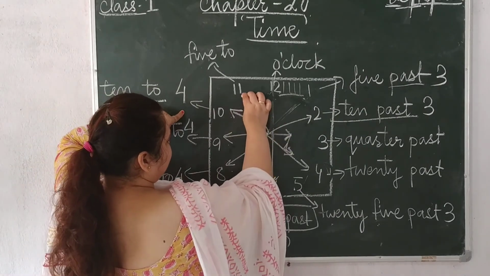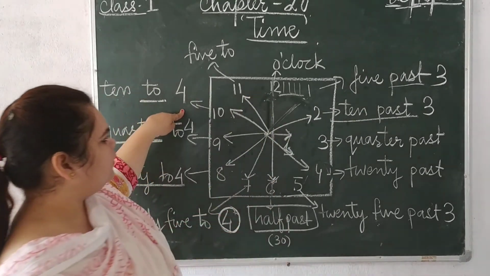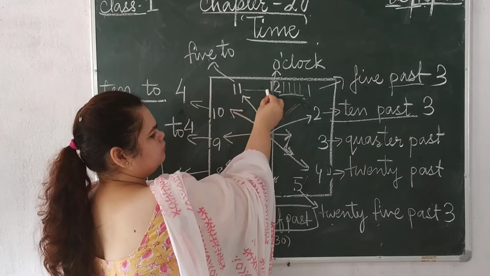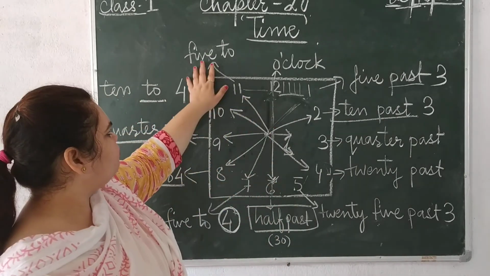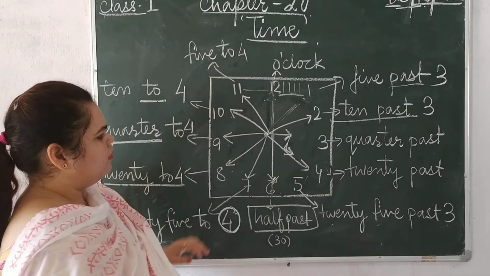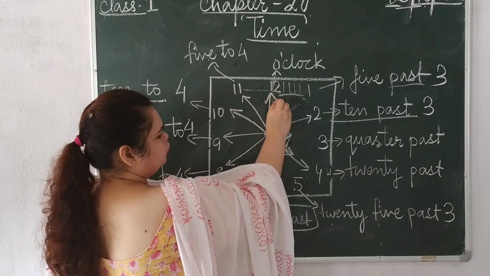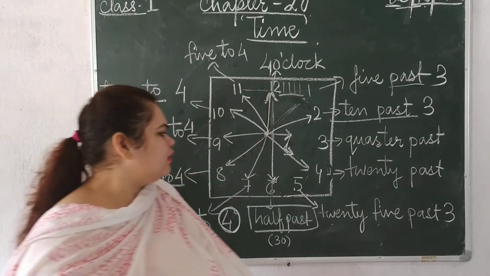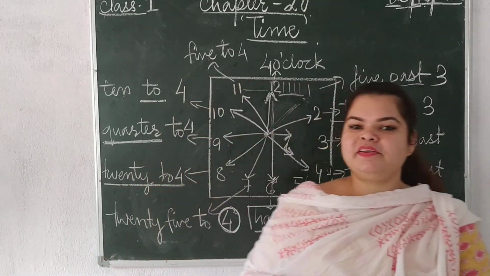And this way it comes to number 11, which has only 5 minutes left here. So we use the word 5 to 4. The similar way, when it comes back to number 12, it becomes 4 o'clock. So children, I hope you have understood how we read the time.